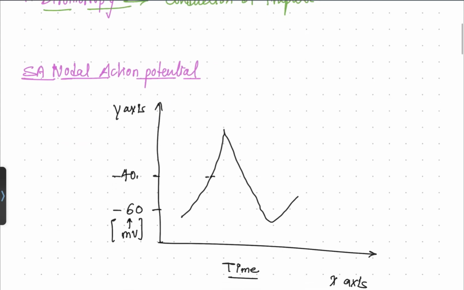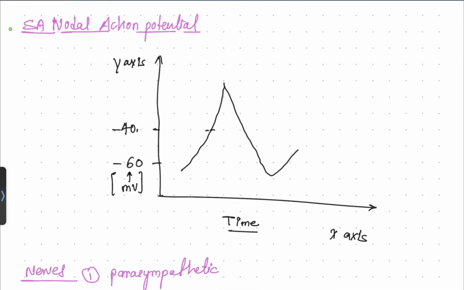Now let's see the SA nodal action potential. For the SA nodal action potential, we have this graph. On the y-axis we have the amplitude, which is depicted in millivolts, and on the x-axis we have the time. So these are the phases: phase 4, phase 0 and phase 3. What will happen in phase 4? Phase 4 is the pre-potential phase. From minus 40 the pre-potential phase will start.